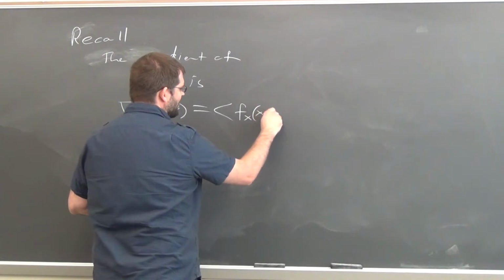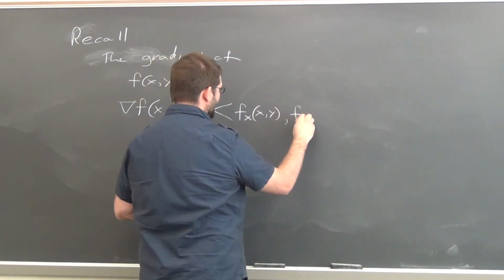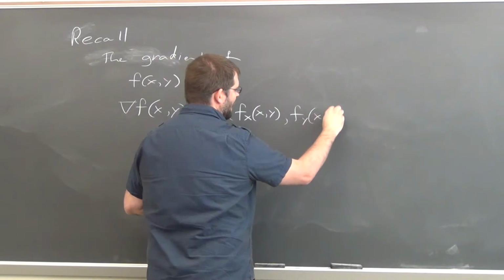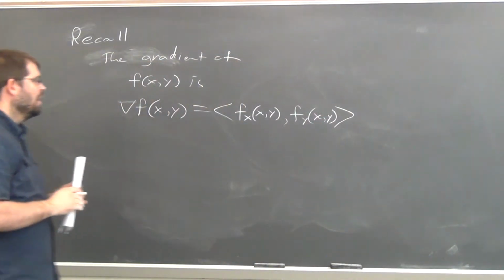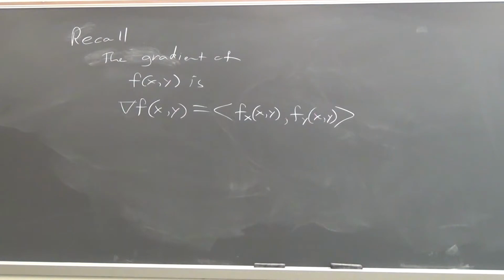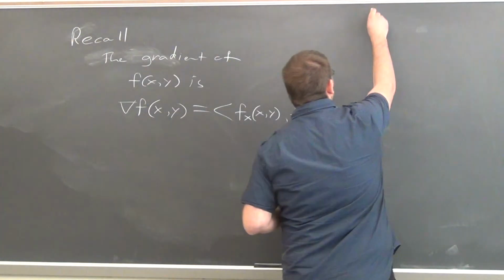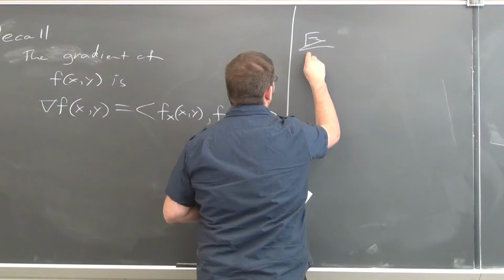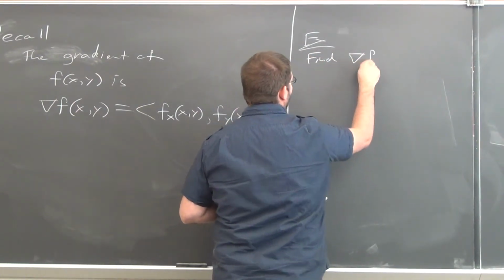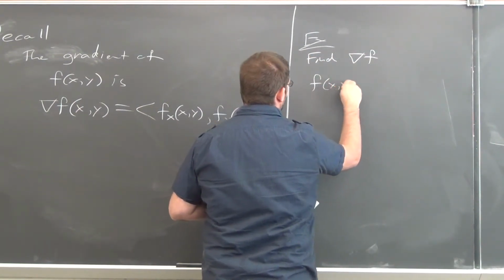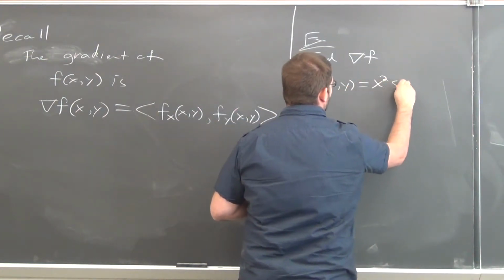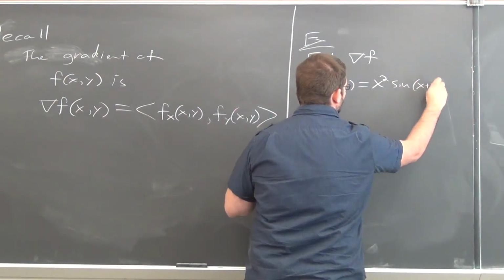We didn't call it that back... I should say it's a vector field. We didn't call it that back in Calc 2, but now that we have that terminology, we get this. And if there was a function of 3 variables, you just throw in the f sub z of x, y at the end, right? Okay, and so let's just practice and do a couple. Find the gradient of f. Now let's just do f of x, y equal to x squared sine of x plus y.